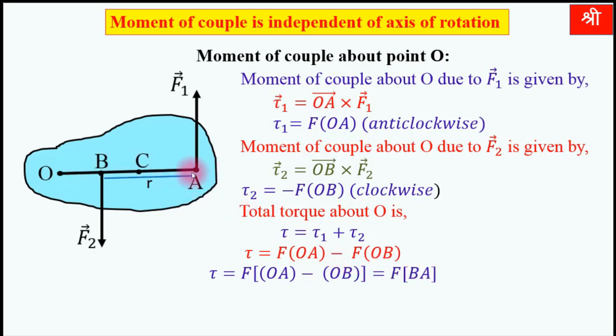But this BA is perpendicular distance between these two forces, which is equal to R here. Therefore we can write torque equal to F into R. Remember this equation. So moment of couple of this body about this axis of rotation passing through this point O is F into R, and this is moment of couple due to these two forces F1 and F2 acting at point A and B respectively. Now we will find moment of couple of the same body due to same forces but about different axis of rotation.